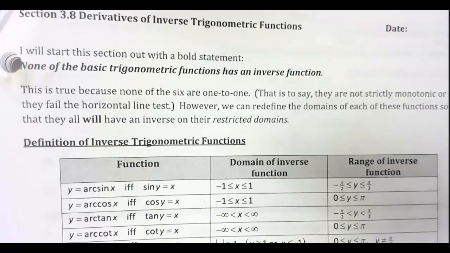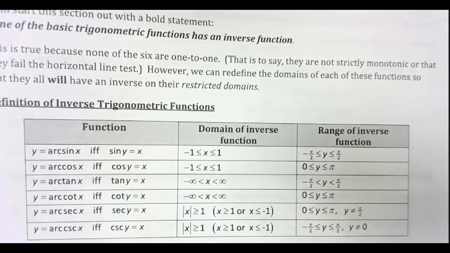Okay, I'm going to start with a very, very bold statement. None of the basic trig functions have an inverse. The reason for that is because none of the basic trig functions are one-to-one. And if you go back to what we learned in the very beginning about trig functions, they have to be one-to-one.